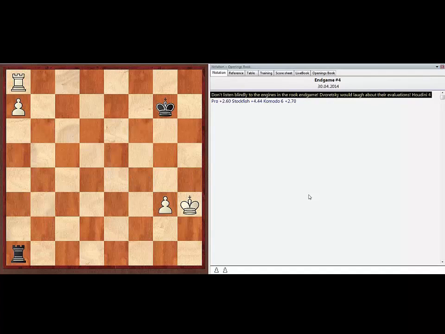Take a look at this position. I hope most of you know that it's a theoretical draw. The pawn is on the 7th rank, the rook cannot move because I will win the pawn, and white cannot make progress on the king side. All white can do is just move the pawn closer. Nothing's going on. It's a theoretical draw.